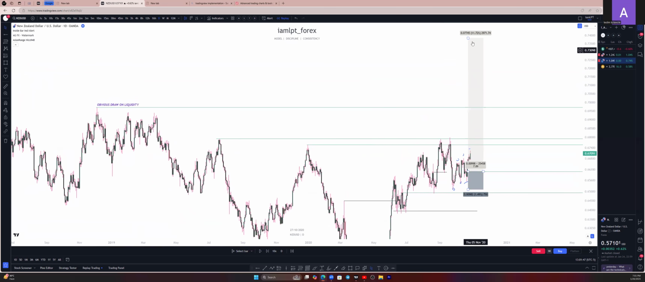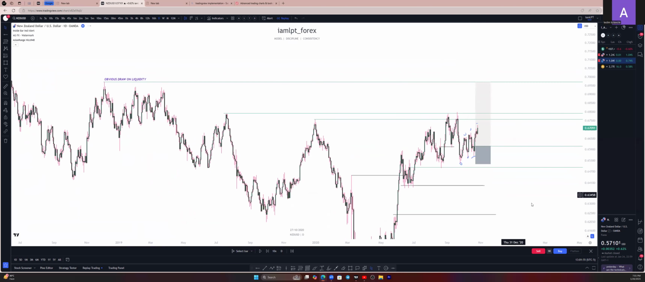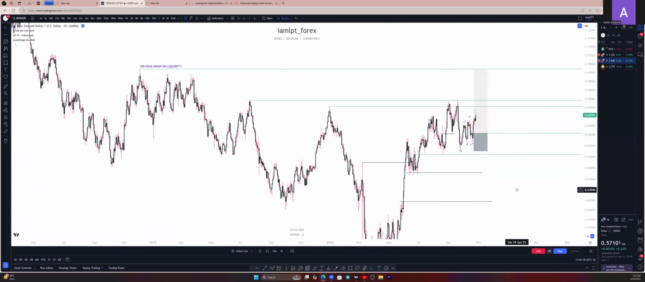Yes, 3.68. Do you understand it? And look at it. It's just quite simple. We have dual liquidity. Market is already here.